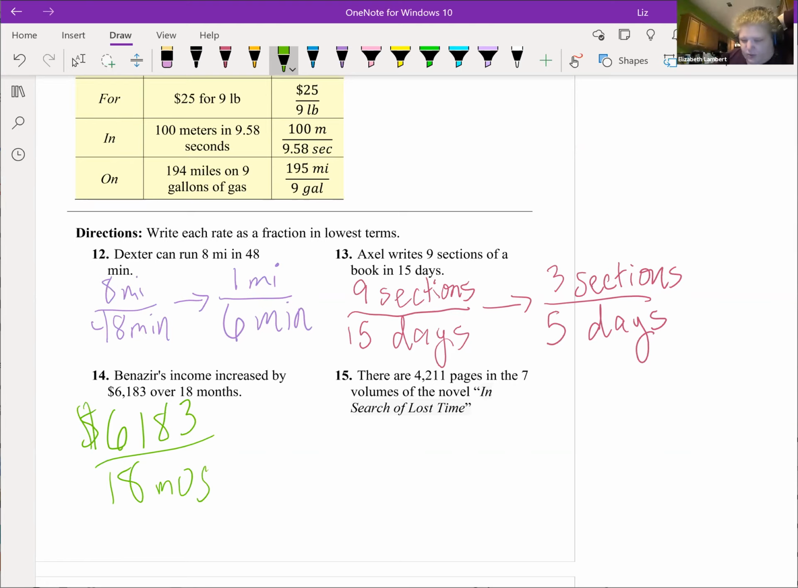All right, let's see what we got here with the 6183 divided by 18. Let's just straight divide it. Okay, it doesn't straight divide, but I'm going to write what we did get because I still want to see this number.